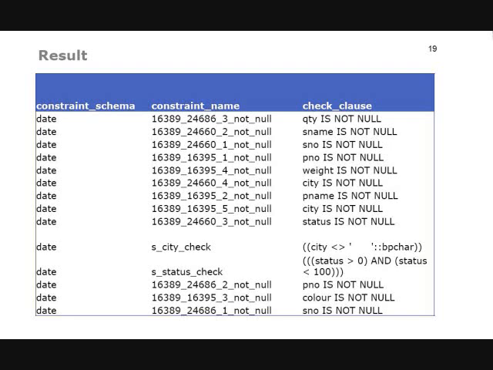And I can see the type of check clause that I have. Most of them are not null constraints, but I also have one that says the city is not an empty character, the status is greater than 0 and less than 100, and then I go back to some of the not null. So I can look at the constraints that I have in that way.